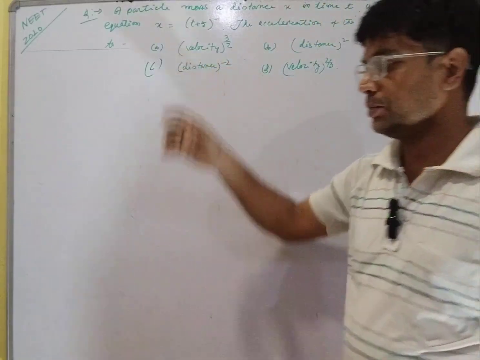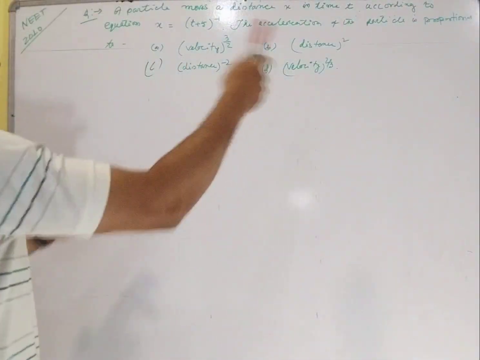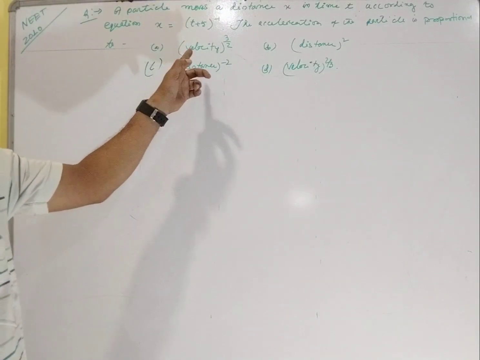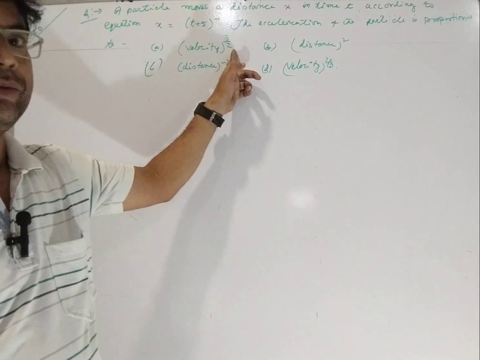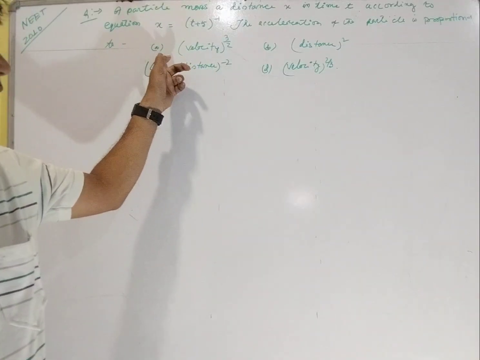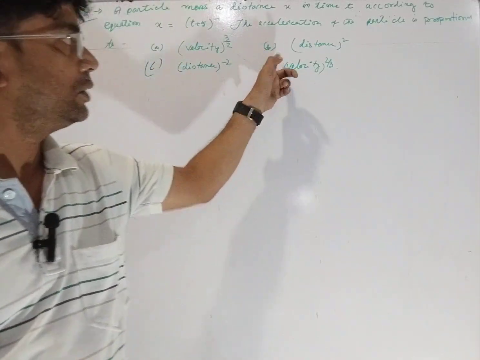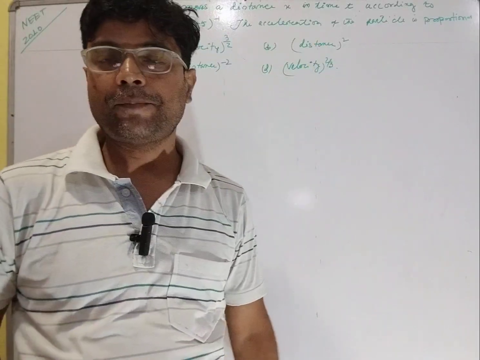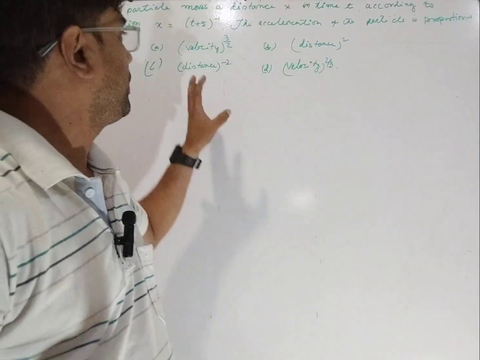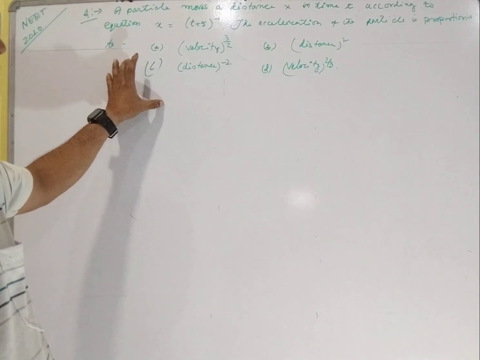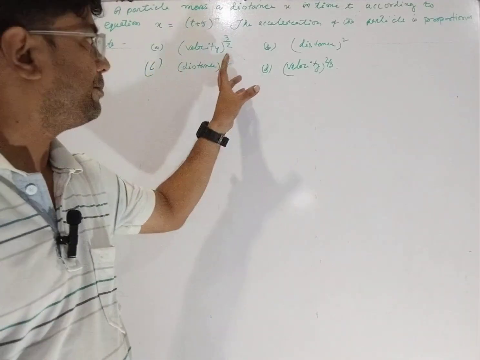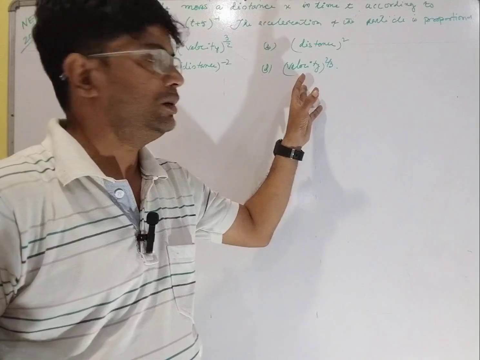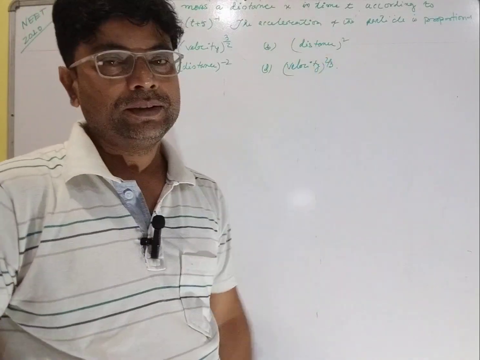Here are four options, and the correct option will be the answer to this question. Option A: acceleration of the particle is proportional to the velocity to the power 3 by 2. Option B: acceleration is proportional to the distance squared. Option C: acceleration is proportional to the distance to the power minus 2. Option D: acceleration is proportional to the velocity to the power 2 by 3.